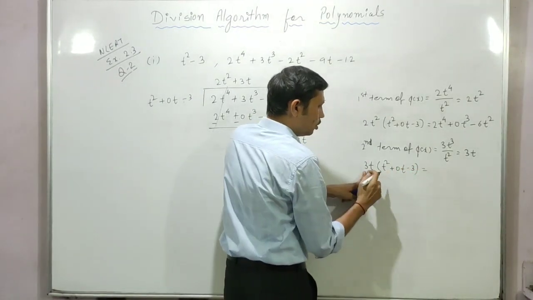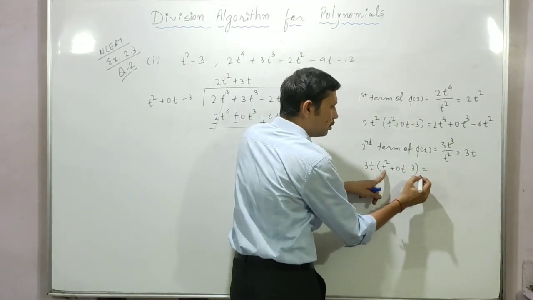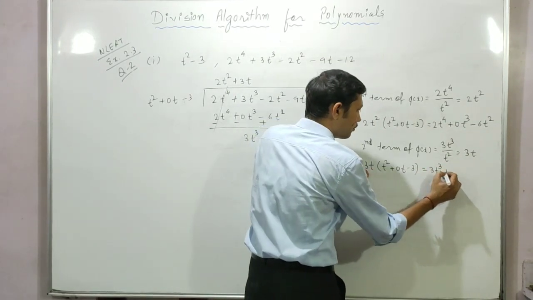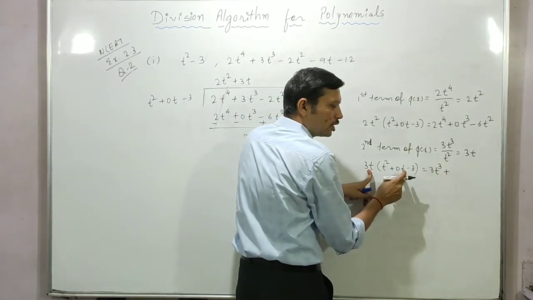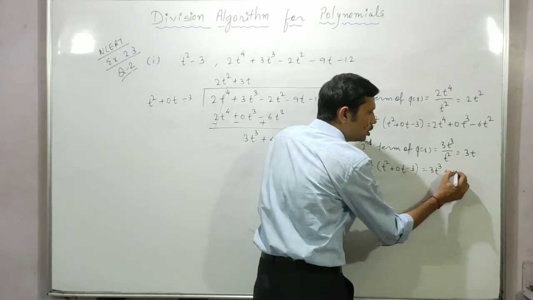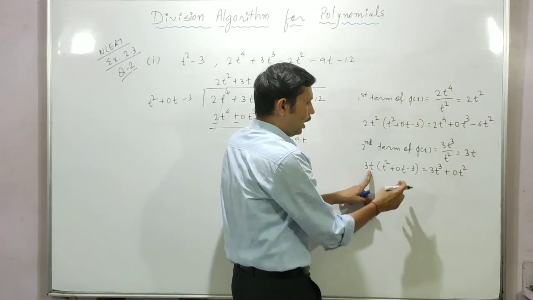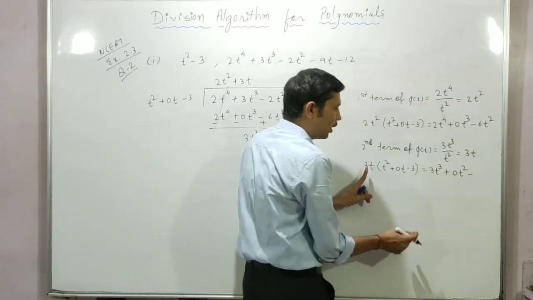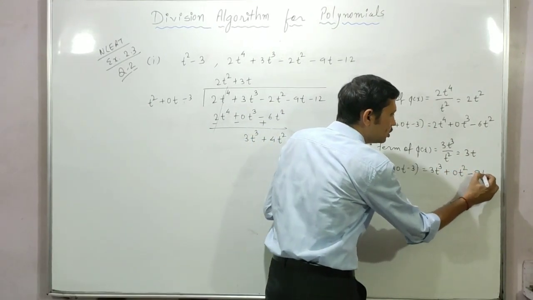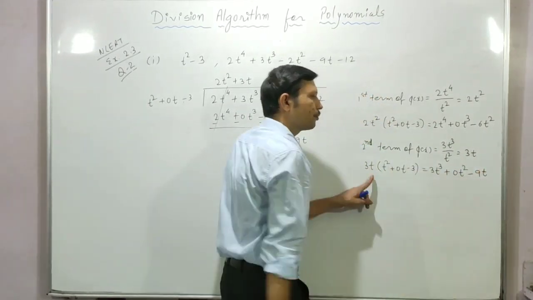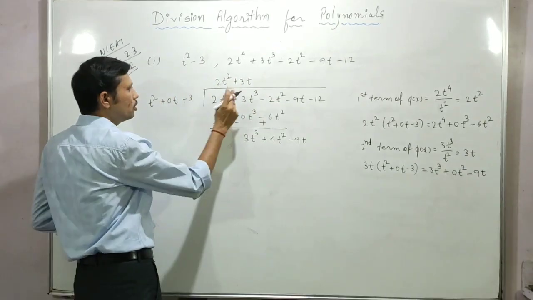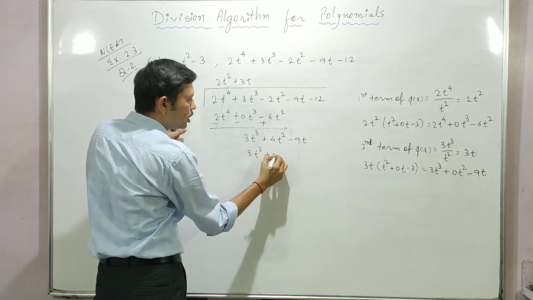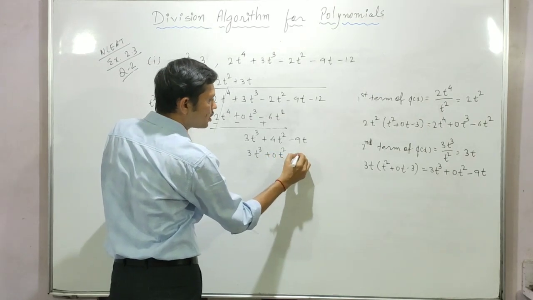Okay, so now both are positive, and 3t multiplied by t square gives 3t cube, plus 3t multiplied with 0t gives 0t square, and this one positive, this one negative, so plus minus minus, 3 threes are 9t. Understood, Bichu? Okay, so we write down this product: 3t cube plus 0t square minus 9t here.